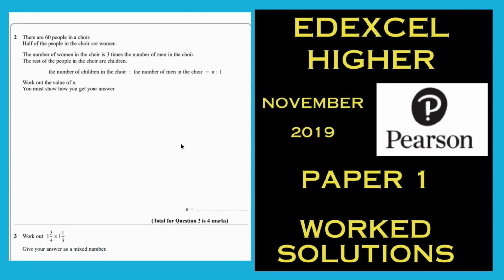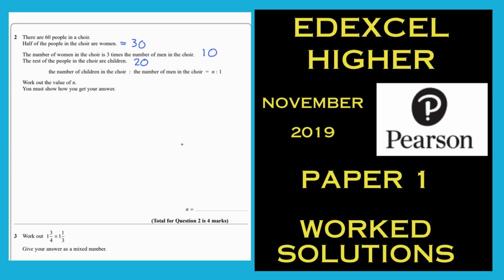Number 2, one of them wordier kinds that people aren't a big fan of. Don't read the question as a whole. One sentence at a time. Top line tells us 60. Half are women. Get that worked out. 30 it is. The number of women is 3 times the number of men. Well, thankfully, we know how many women, so we know how many men. The rest are children.